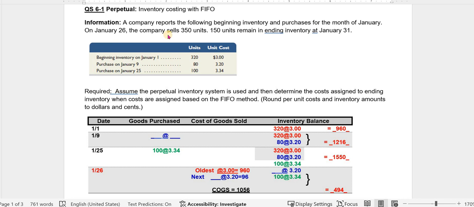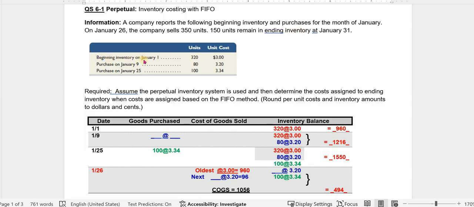In this video, we're going to take a set of instructions and some transactions and record them using FIFO, LIFO, and weighted average. So let's get started. A company reports the following beginning inventory and purchases for the month of January. On January 26th, the company sold 350 units. 150 units remain in ending inventory January 31st.